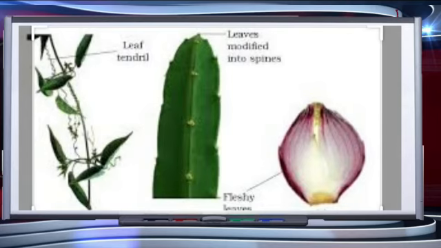Now let's talk about modifications of leaves. Leaves are often modified to perform functions other than photosynthesis. In some plants, leaves are modified into tendrils. These tendrils are very fine thread-like structures, and these tendrils are for climbing, as in peas.